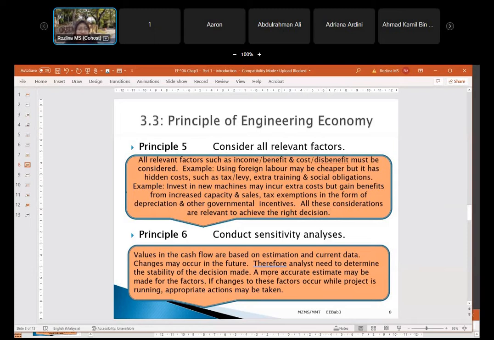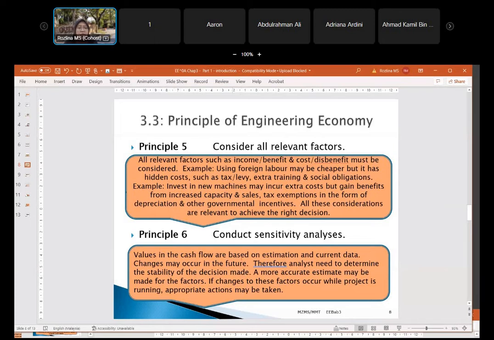Okay. So, principle 6. Conduct sensitivity analysis. This one I think is the last part of our chapter 3, and this is the last in the economy section. Conduct sensitivity analysis.